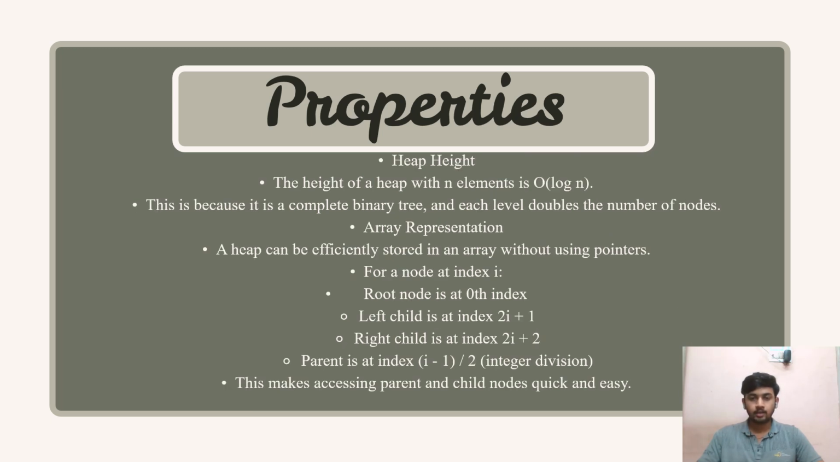So here are some more properties. Heap height: the height of a heap with n elements is O(log n). This is because it is a complete binary tree and each level doubles the number of nodes. The array representation: a heap can be efficiently stored in an array without using pointers. The root node is at the zeroth index, whereas the left child is at index 2i plus 1, the right child is at index 2i plus 2, and the parent is at index (i minus 1) by 2.